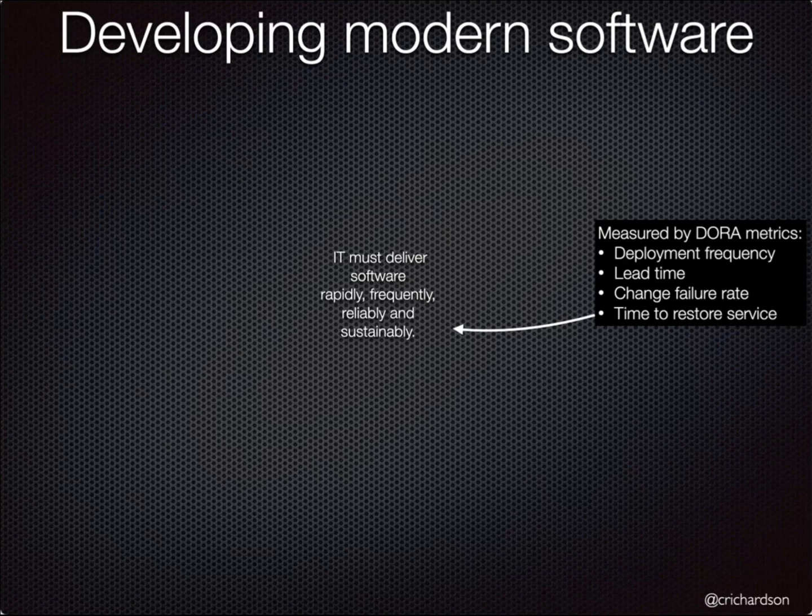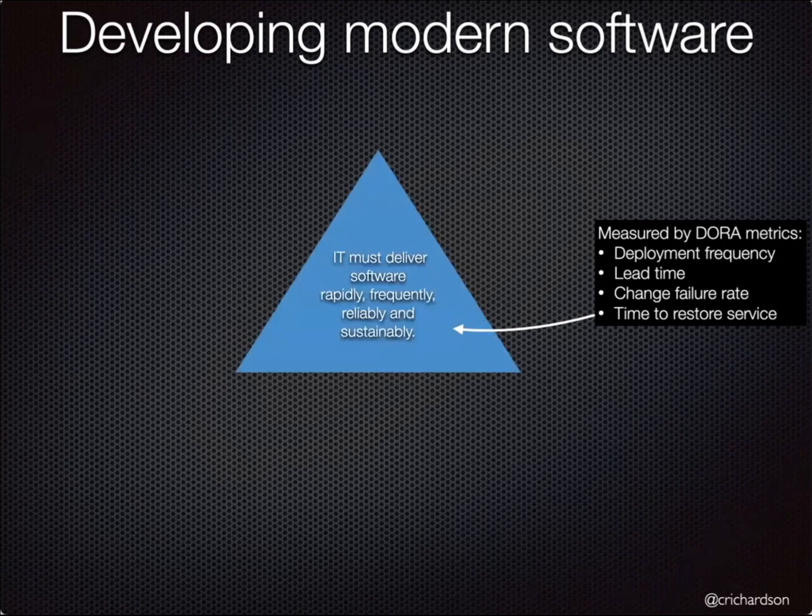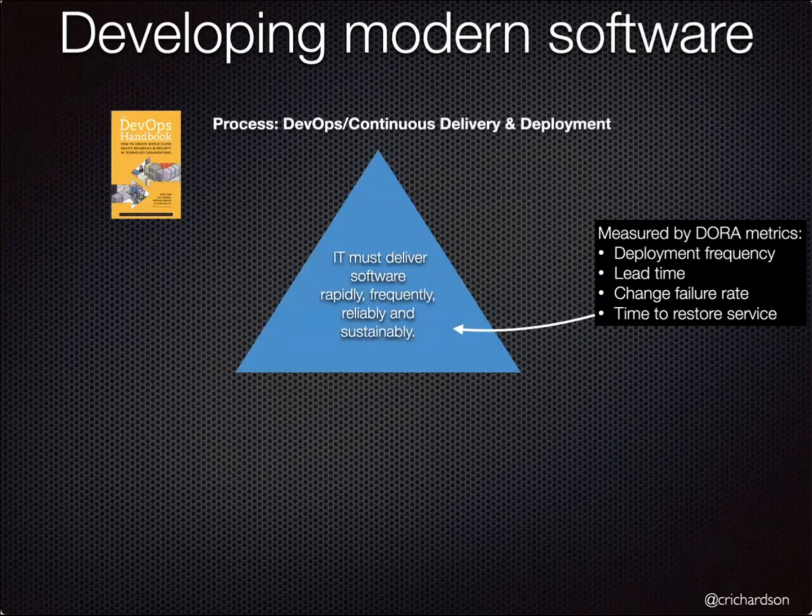And given that businesses are powered by software, that means IT needs to deliver software much more rapidly, frequently, reliably, and sustainably than before in order for businesses to compete. You can quantify that with the DORA metrics, which are the DevOps metrics. But to accomplish rapid, frequent, reliable software delivery, you need what I call the success triangle, which is basically embracing DevOps as defined by the DevOps Handbook, which is continuous delivery.